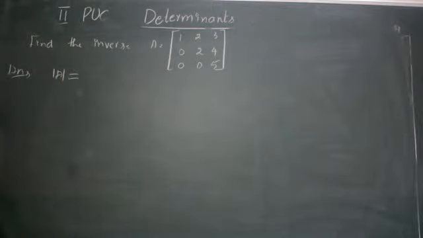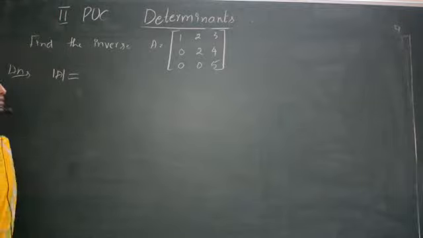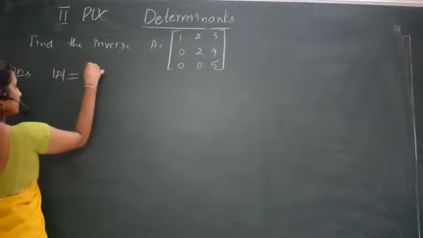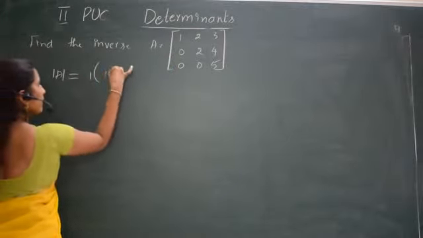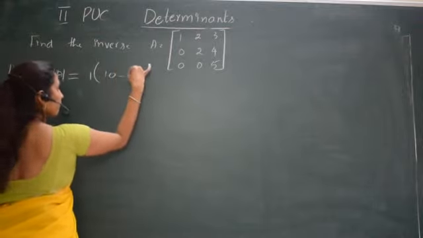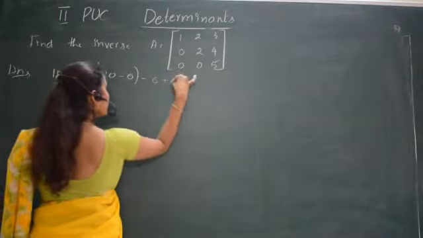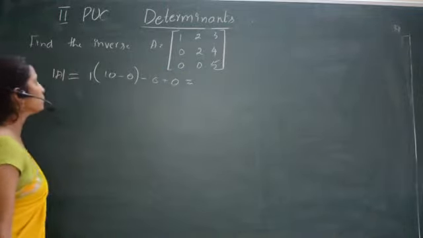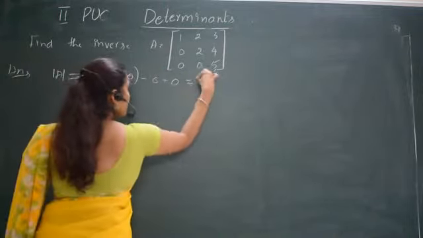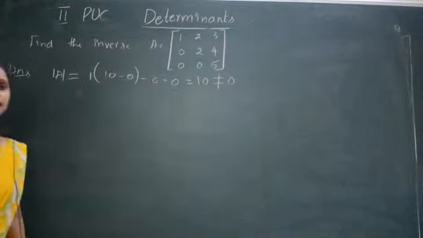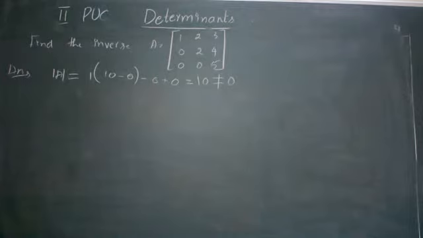Determinant of A, I can expand along row 1, row 2, row 3, or R1, R2, R3. Now it is easy if I expand along C1 because it contains zeros. So the determinant will be 1 into 10 minus 0, then minus 0 plus 0. So this will be equal to 10. So the determinant is 10, which is not equal to 0. If the determinant is not equal to 0, then the inverse exists.